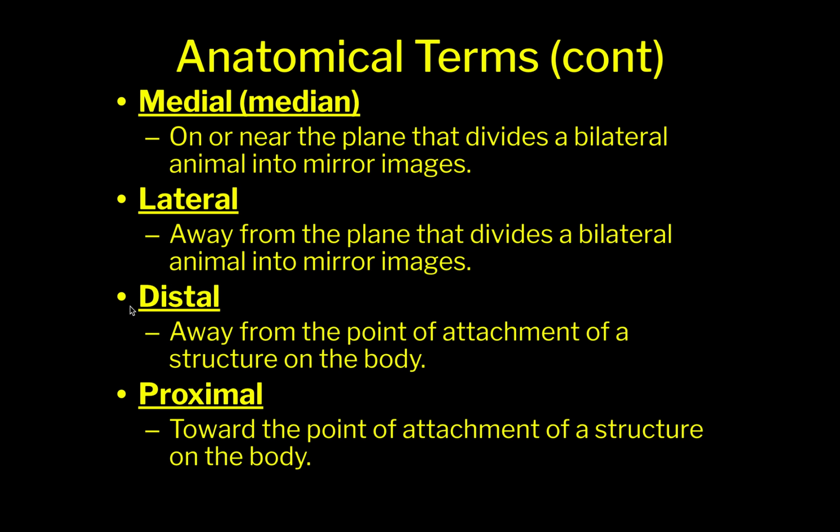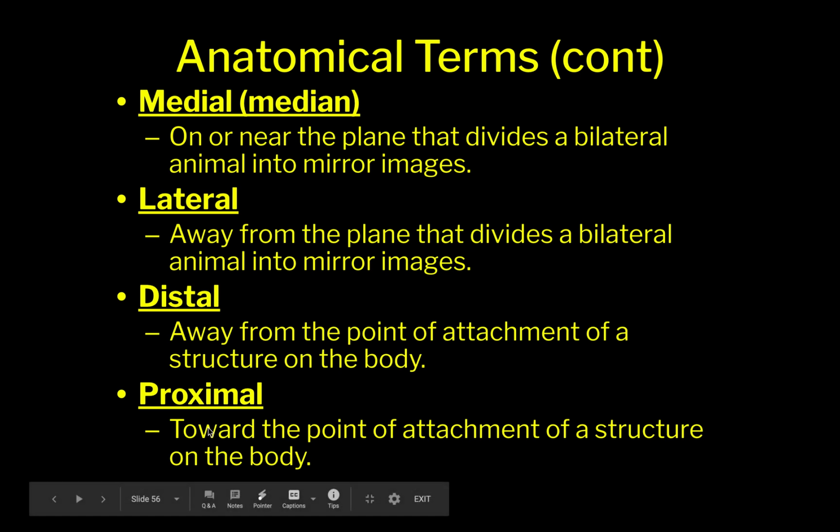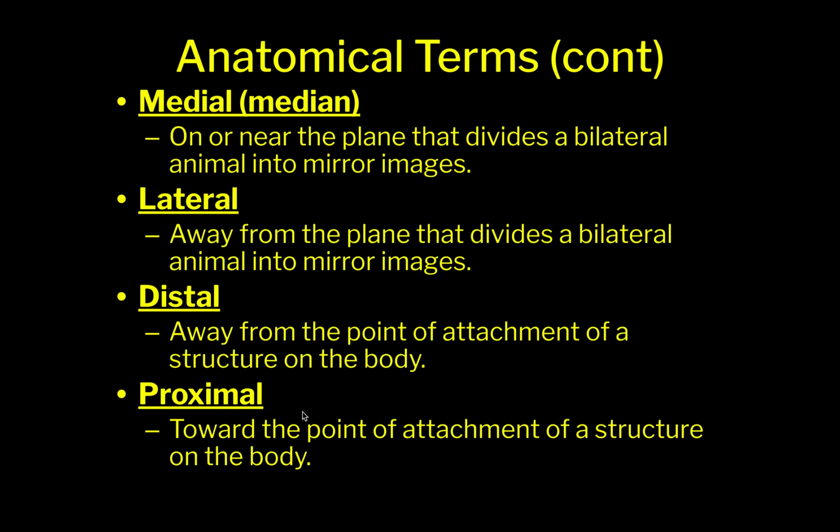So, distal is away from the point of the attachment of the structure of a body. So if I'm looking at a human arm, because that's the only time we can use distal and proximal, distal would be where your fingers are, because that is away from where your arm attaches to the base of your body, and your fingers are at the bottom of that, away from it. Whereas proximal would be like your shoulder joint, because it's toward the point of attachment where it actually attaches to the body. Okay.